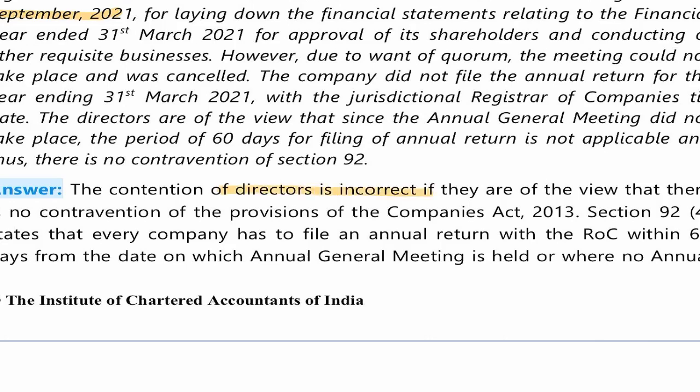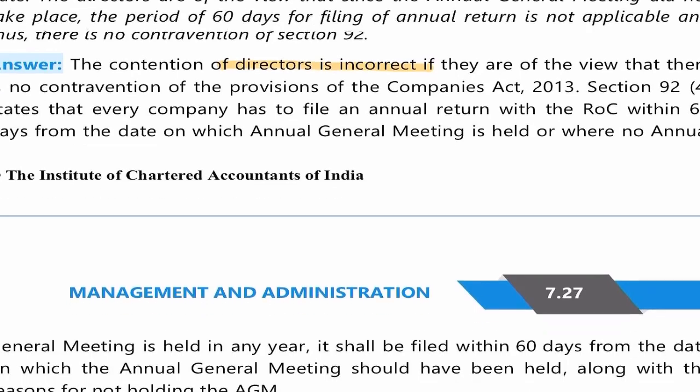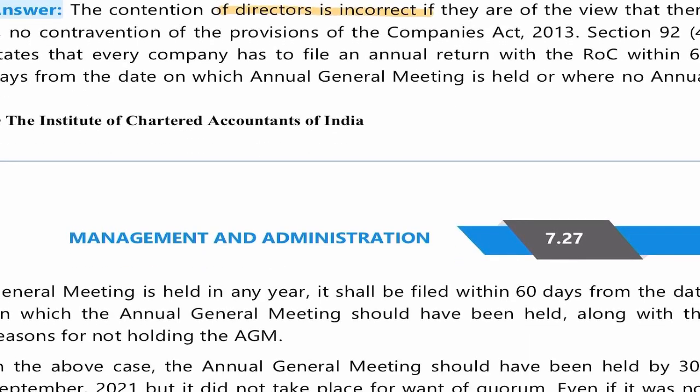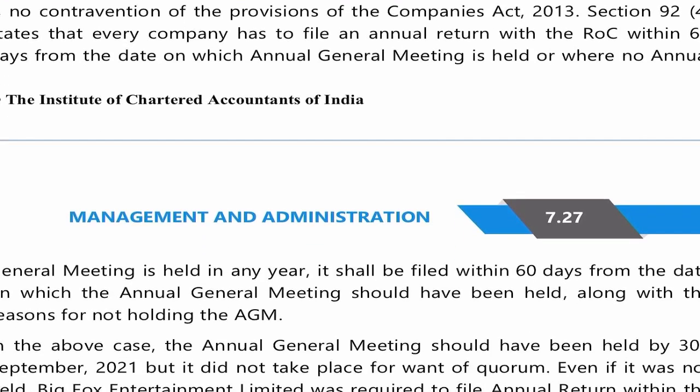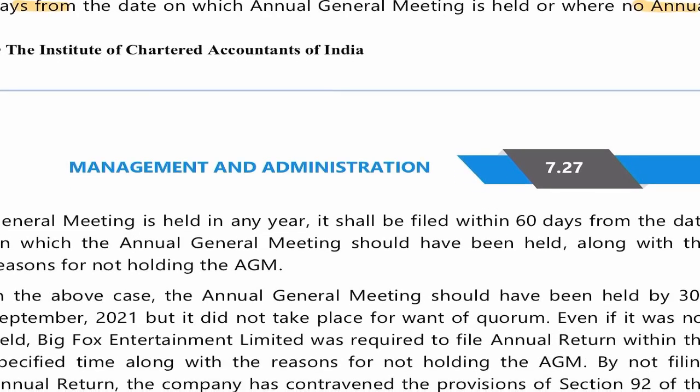The contention of directors is incorrect if they are of the view that there is no contravention of the provisions of the Companies Act 2013. Section 92 states that every company has to file an annual return with the ROC within 60 days from the date on which the AGM is held, or where no AGM is held in any year, it shall be filed within 60 days from the date on which the AGM should have been held, along with the reasons for not holding the AGM.